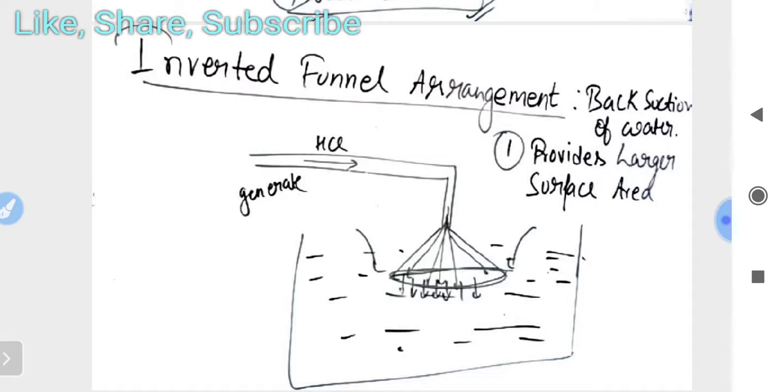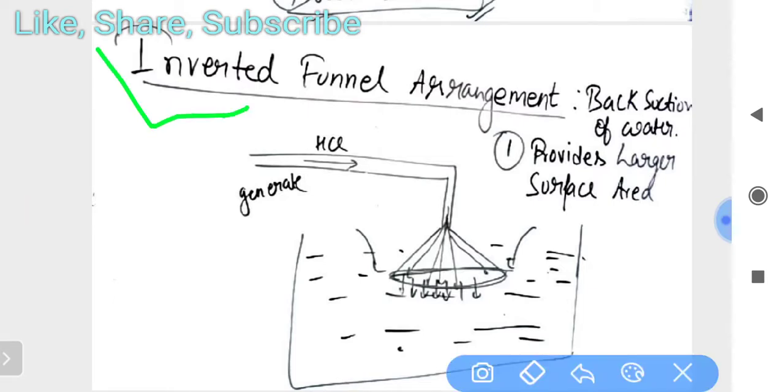When you read through it, you can better understand why we use it. Sometimes the question also asks why we use an inverted funnel for the making of HCl gas. The answer is that it provides a larger surface area. So you have to keep these things in mind.